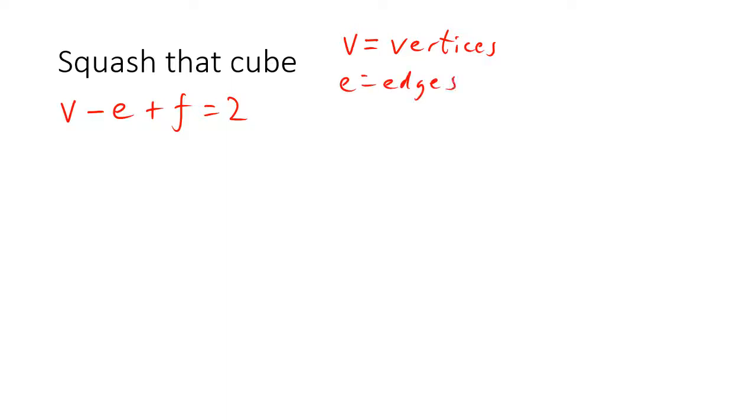Okay, so we're going to look at the formula V minus E plus F equals 2, which is known as Euler's formula. Where does that come from? And you might see many different rearrangements of this. It's all the same thing. You might even see old textbooks where they use R for regions instead of F for faces. But V equals vertices, and E equals edges, and F equals faces.